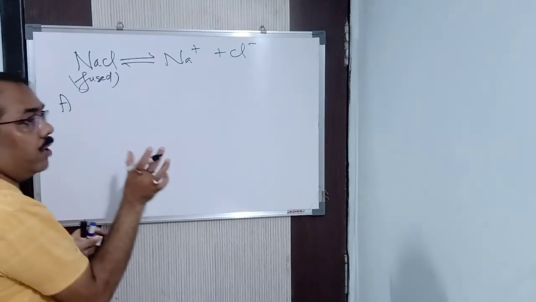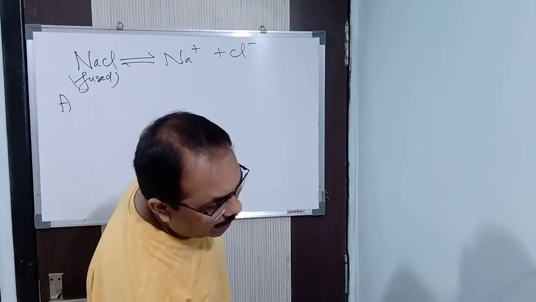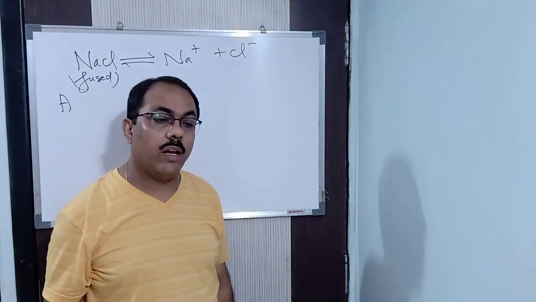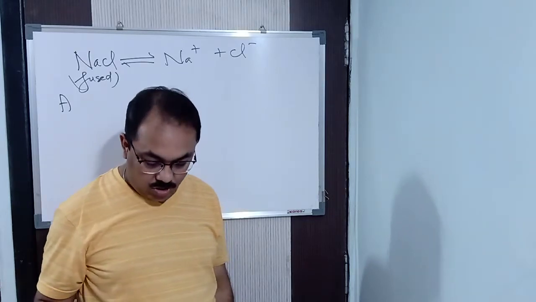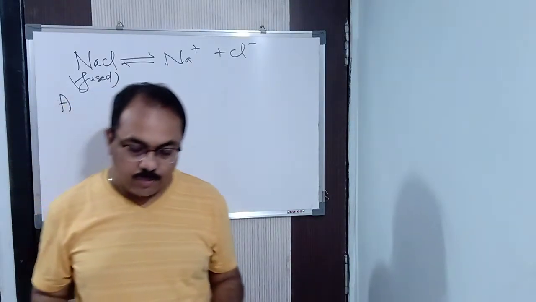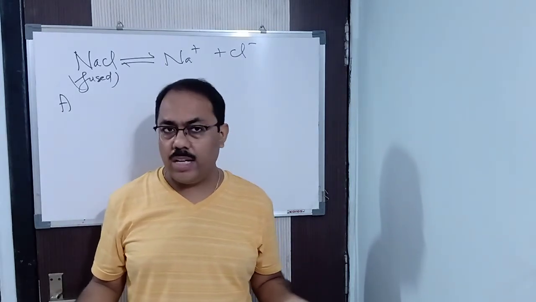Remember it. Sodium chloride is a strong electrolyte. Got it? Strong electrolytes include all dilute mineral acids. They are considered strong electrolytes: dilute HCl, dilute H2SO4, dilute HNO3. Even HBr and HI are considered strong electrolytes. Sodium hydroxide and potassium hydroxide are considered strong electrolytes in the case of bases.